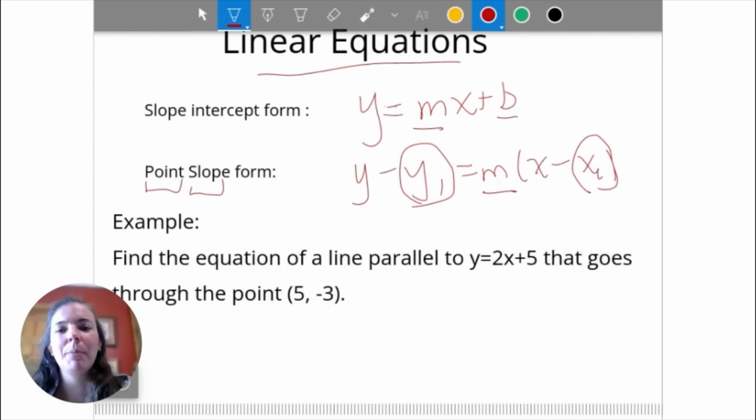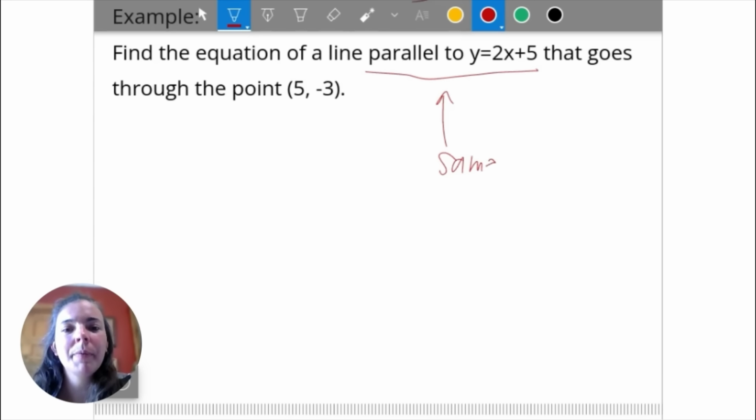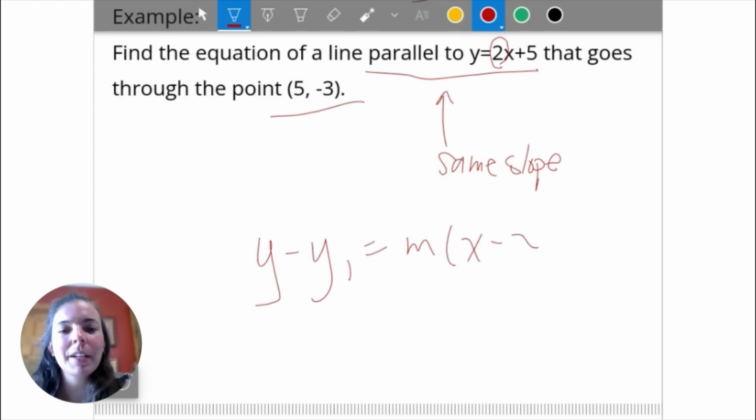Okay, so let's see what an example might look like for a linear equations question. Find the equation of a line parallel to y equals 2x plus 5 that goes through the point 5, negative 3. So the equation of a line that's parallel to this line. So parallel lines have the same slope. So if I look at this equation, the slope is right here. The slope is 2. And then it goes through the point 5, negative 3. So if I know the slope and I know a point, point-slope form is the best option. So y minus y1 equals m times x minus x1.